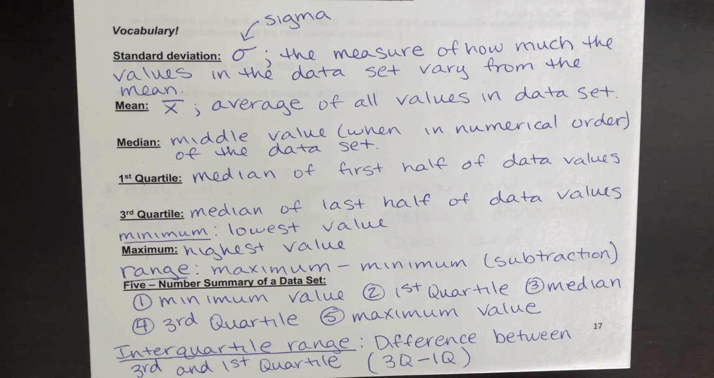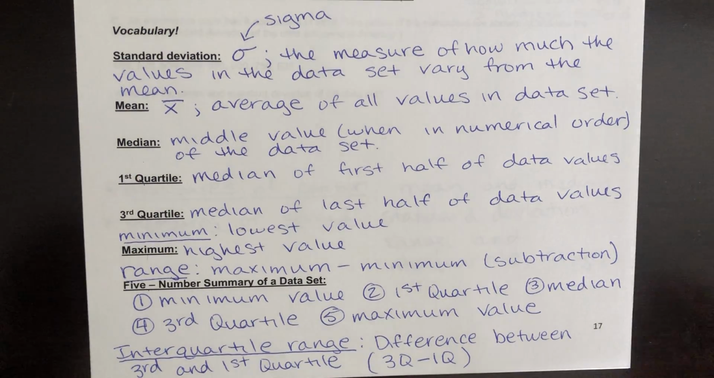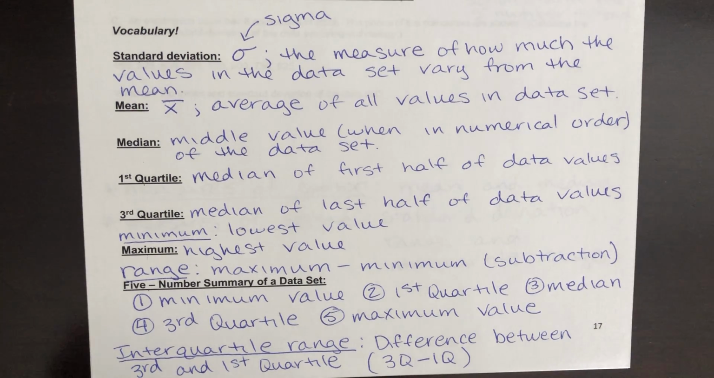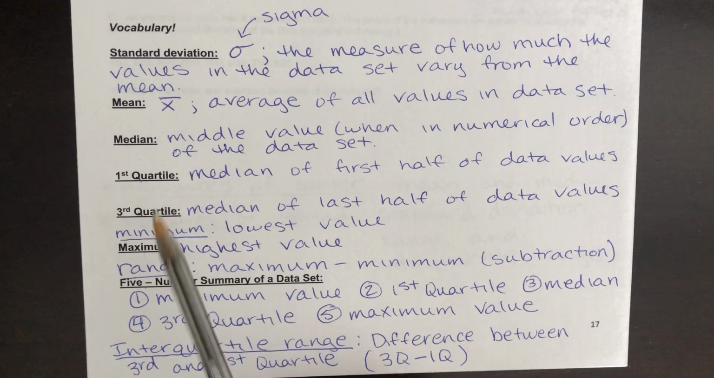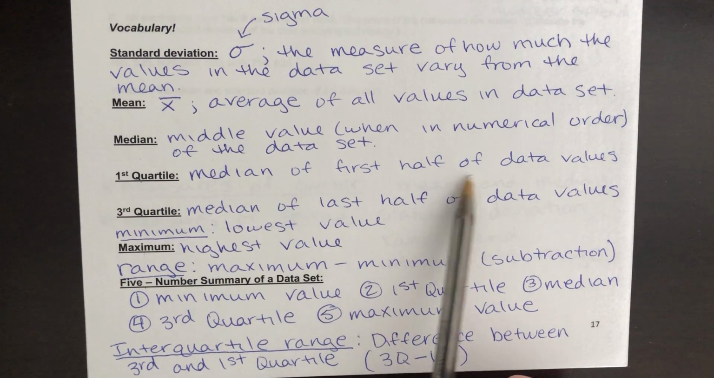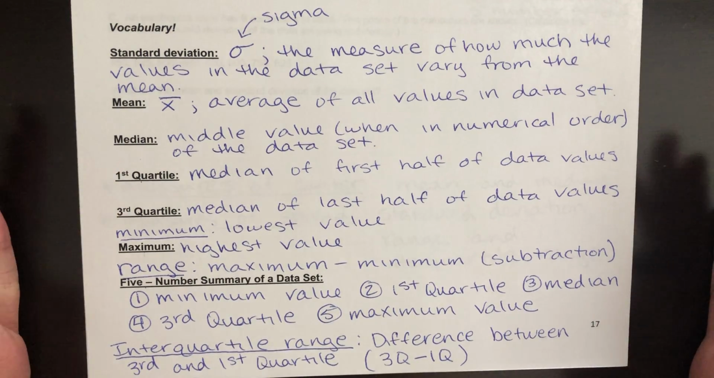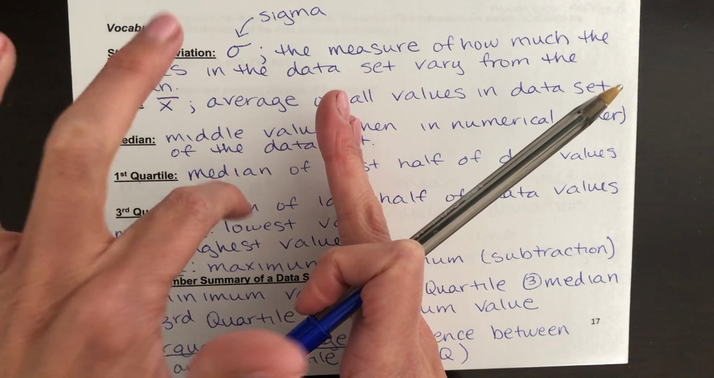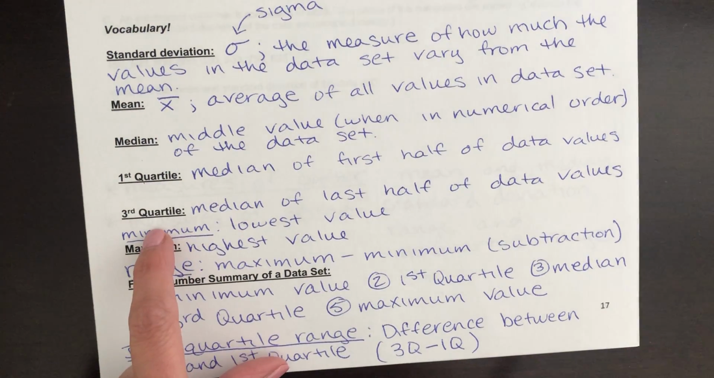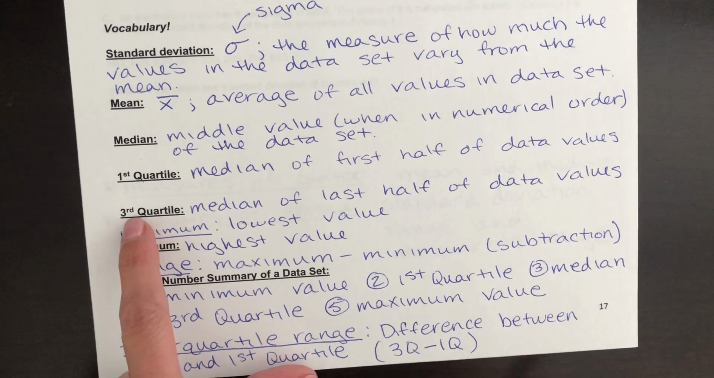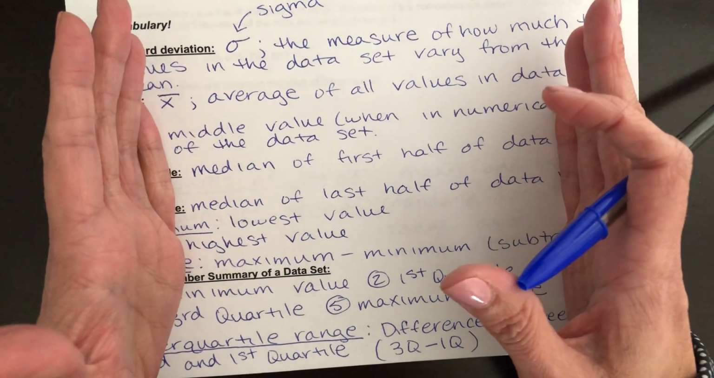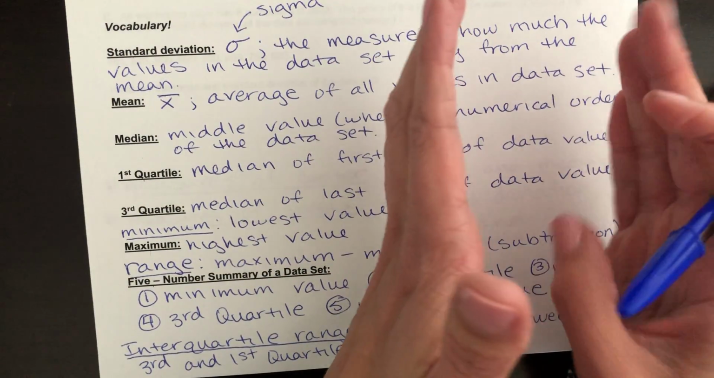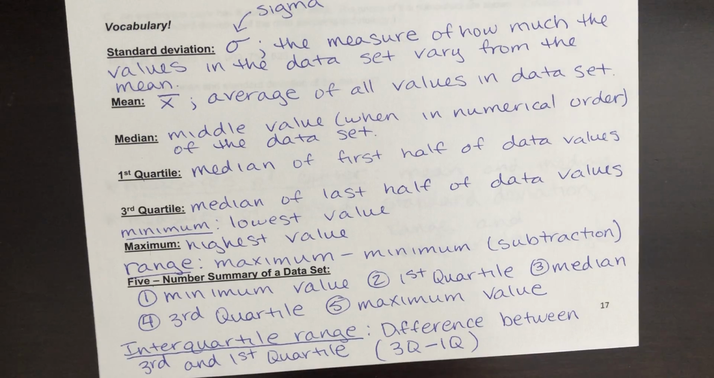And then median would be that middle value. So if you take your string of data and put it in numerical order, you're looking for that number that is right in the middle, and that is your median. First quartile is the median of the first half of data values. So you have a string of data, and from the middle, you're looking at that first half and finding the middle of that first half. And similarly, with the third quartile, you're looking at that last half and looking for that middle number in the last half of that data.